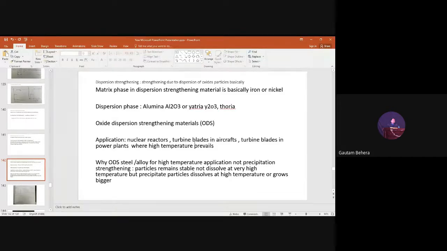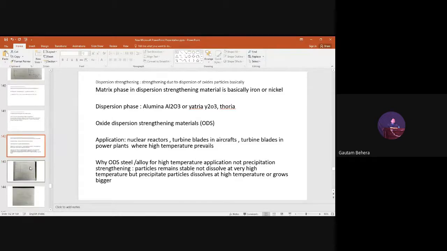For turbine blades, we can use precipitation strengthening material. In nickel-based superalloys, we also use this kind of strengthening mechanism: precipitation strengthening plus dispersion strengthening. Right? So this is a solution.